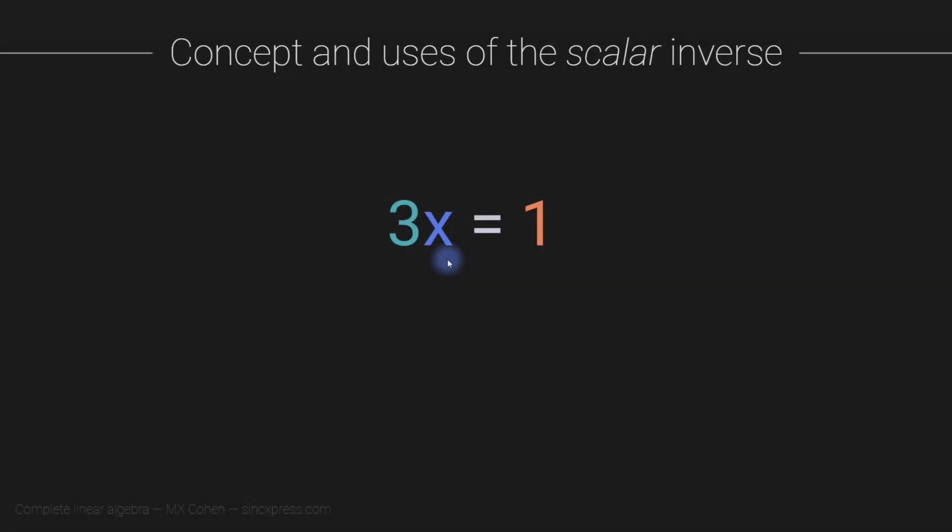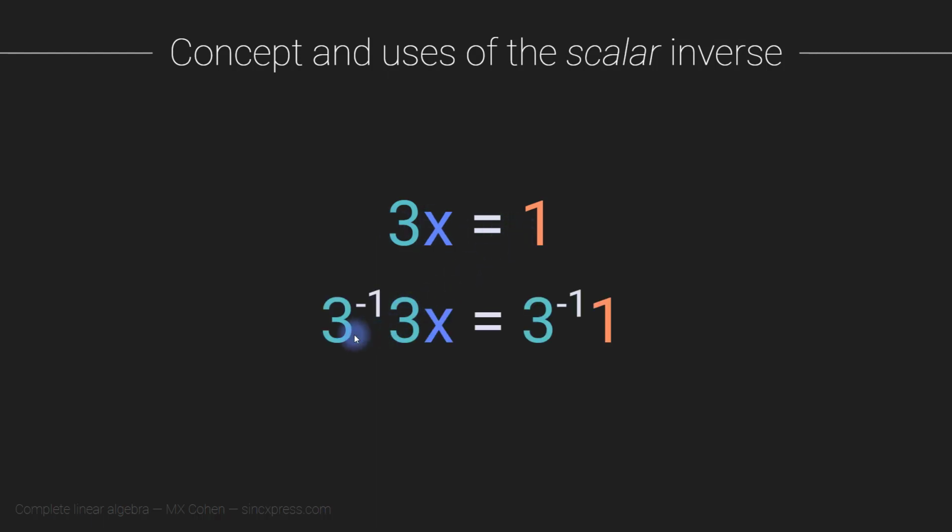Here's a pretty simple equation. How would you solve for x here? Well, of course, what you would do is divide both sides of the equation by 3, and that gets rid of the 3 over here, because 3 divided by 3 equals 1, and 1 is the multiplicative identity, because any number times 1 equals itself. So then we get x equals 1/3.